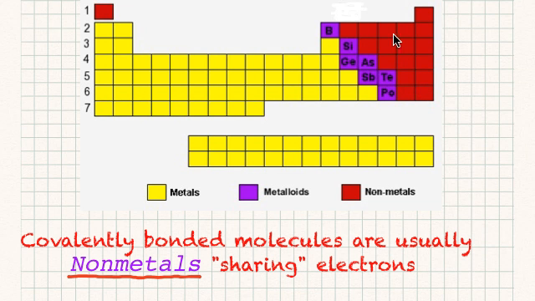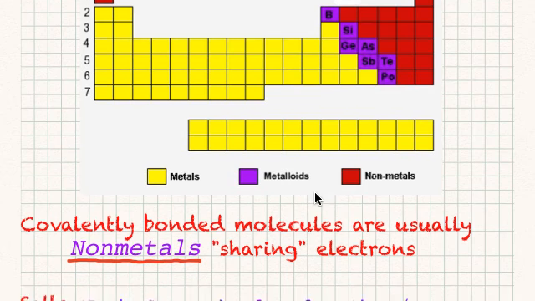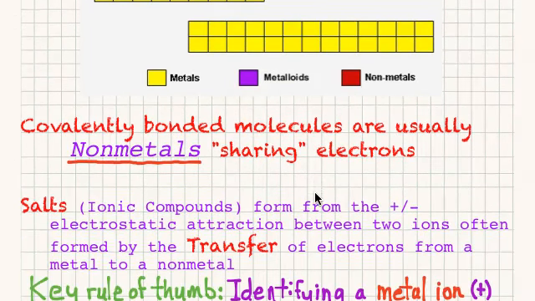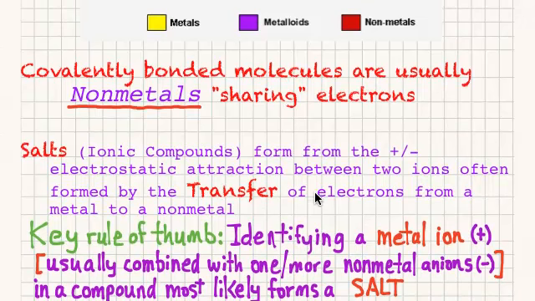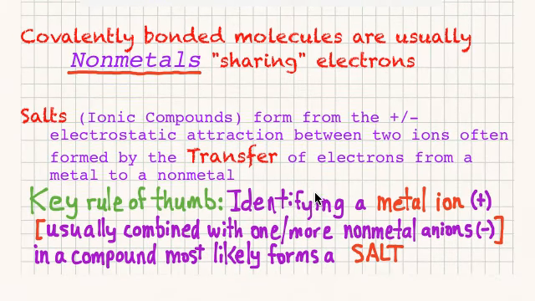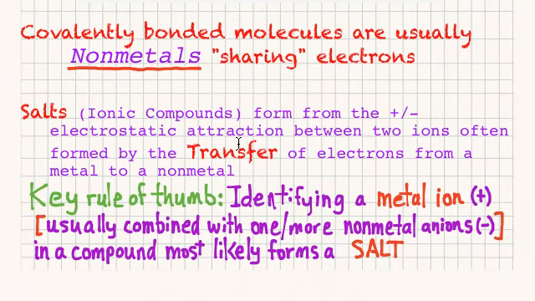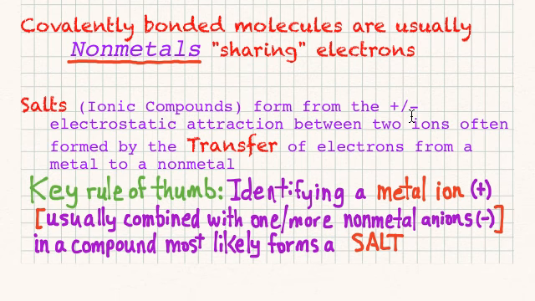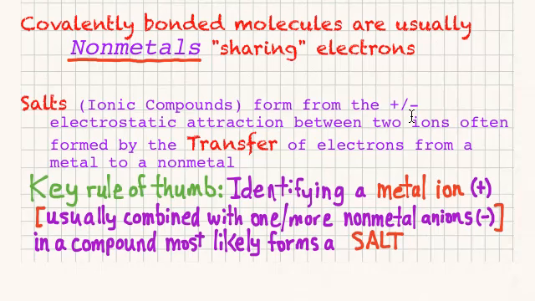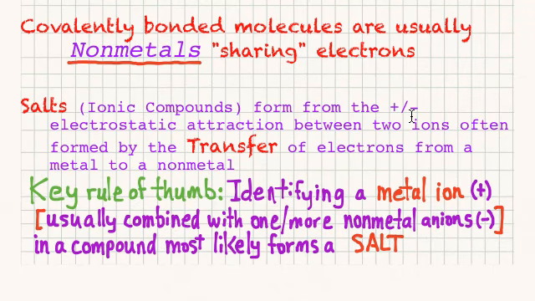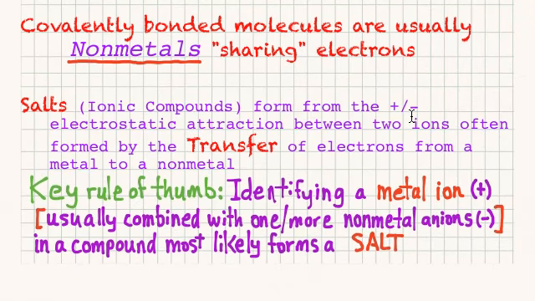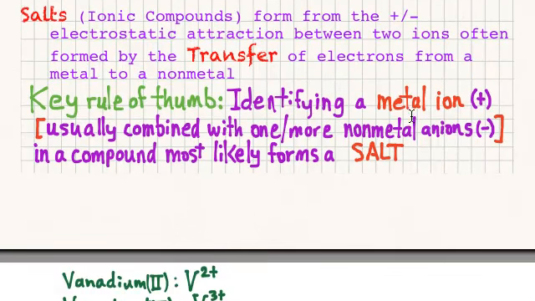But if I take two non-metals in the red and bind those together, I get what's called a molecule. And they're sharing electrons. We'll talk a whole bunch more about this in the next chapter or two. But for now, if I have a metal and a non-metal, the metal likes to lose electrons, become positively charged, and the non-metal likes to gain electrons, become negatively charged. So in essence, they transfer electrons from the metal to the non-metal, and you get what a chemist would call a salt.